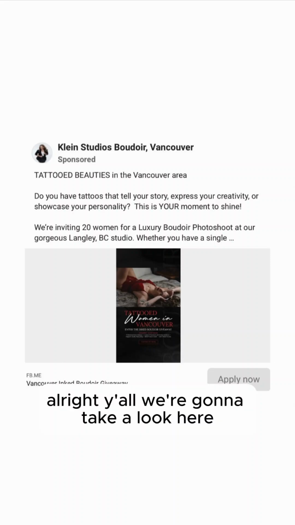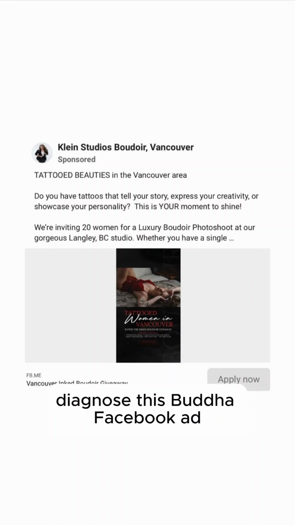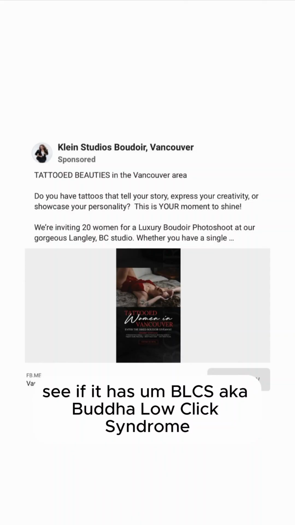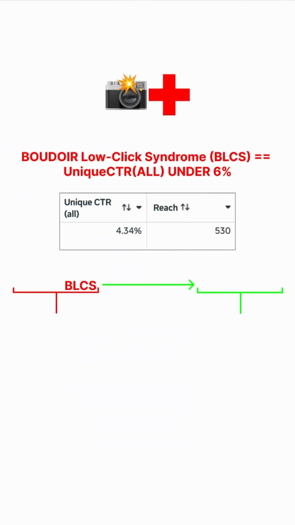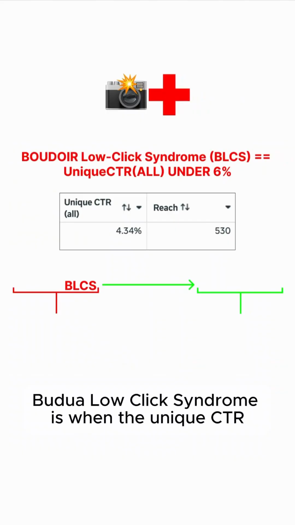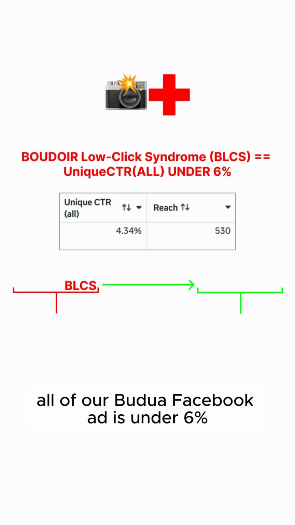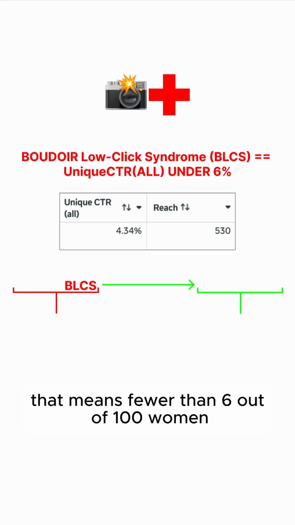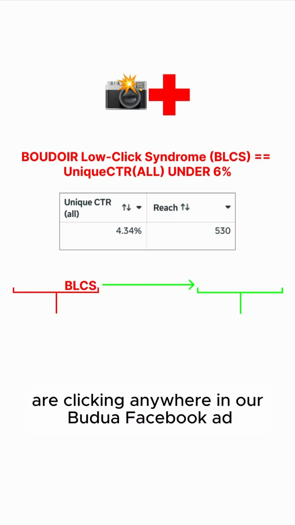All right, y'all, we're going to take a look here, diagnose this Boudoir Facebook ad, see if it has BLCS, aka Boudoir low click syndrome. So BLCS, Boudoir low click syndrome, is when the unique CTR of our Boudoir Facebook ad is under 6%. That means fewer than 6 out of 100 women are clicking anywhere in our Boudoir Facebook ad.